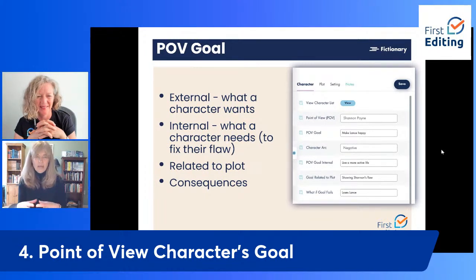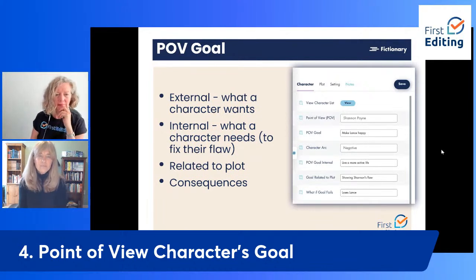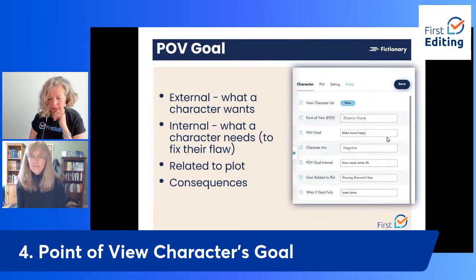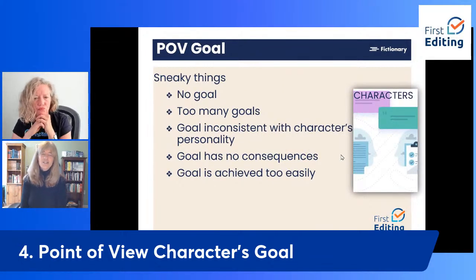You need to know something bad is going to happen. And that creates tension for the reader, that they don't know at the beginning of the scene whether the character is going to achieve it or not. But if they don't, they know it's going to hurt the character. And then there you have tension in your story, in the scene. Exactly. Moving along. So we'll just continue with point of view goal here.